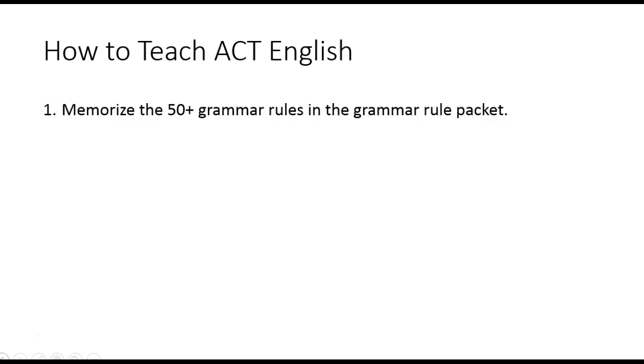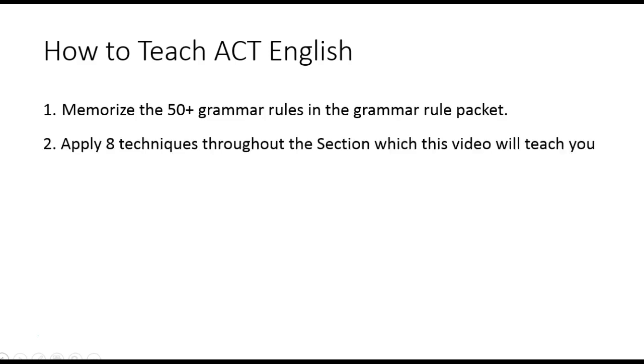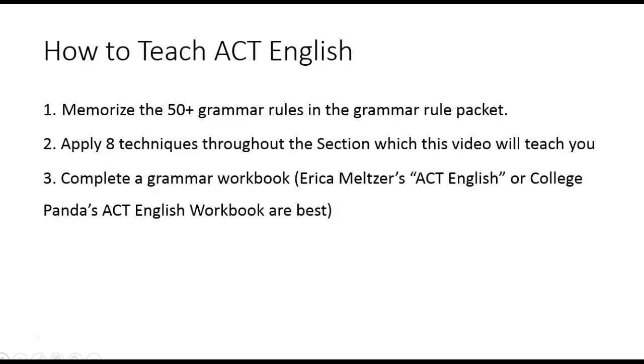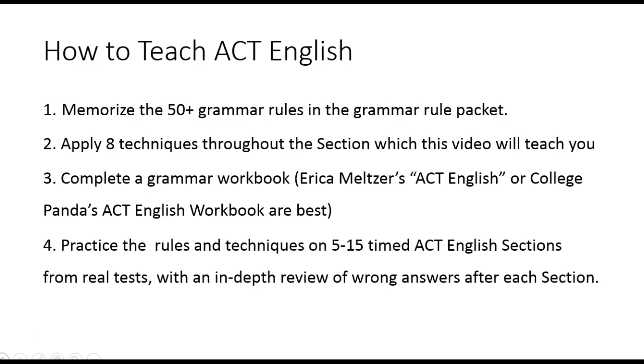There are 4 major steps. 1, you're going to memorize 50 plus grammar rules in a grammar rule packet. 2, you're going to apply 8 techniques throughout the section, which this video will teach you. 3, complete a grammar workbook. You can just do one of them. Erica Meltzer's ACT English or College Panda's ACT English workbooks are the best. 4, practice the rules and techniques on 5 to 15 timed ACT English sections from real tests and do an in-depth review of wrong answers after each section.